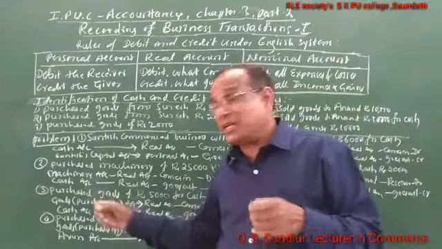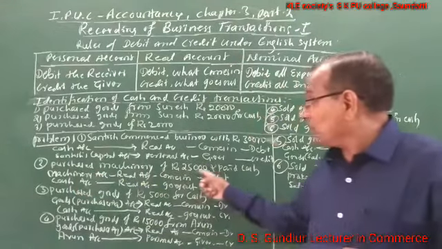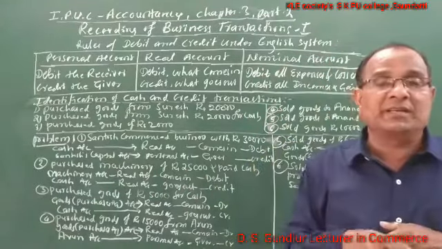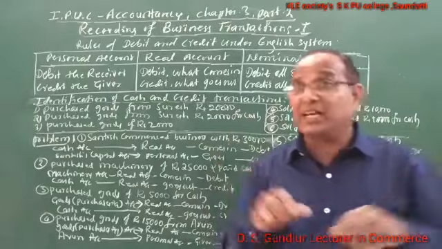Similarly, take the second transaction: purchase of machinery of rupees 25,000 and paid cash. While purchasing machinery, go through the transaction clearly and read it out.